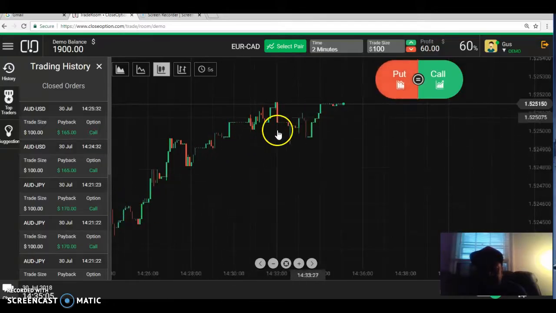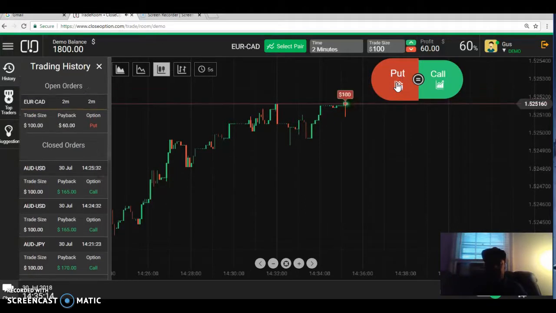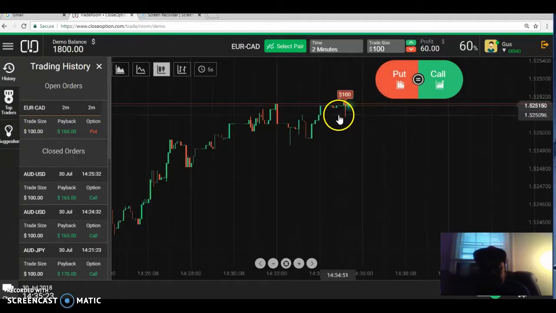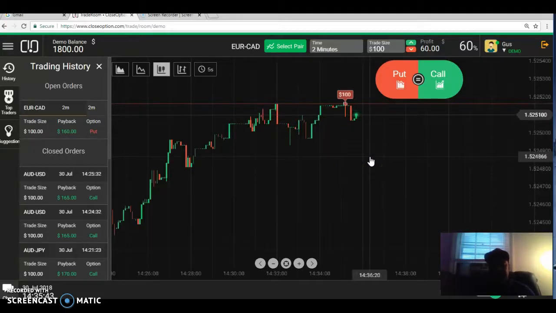These are the kind of setups I'm looking for. You see how it's been going higher and higher, and then it hits this level of resistance. All right, boom. I'm going to go ahead and hit a put trade here because it wanted to go back downwards, and we're going to monitor this trade. I hit a put trade for $100, and let's see how it goes. Okay, it's starting out okay. It's managed to push downward, which I expected based on this level of resistance. So we're going to sit back and wait for this 2-minute option to expire.